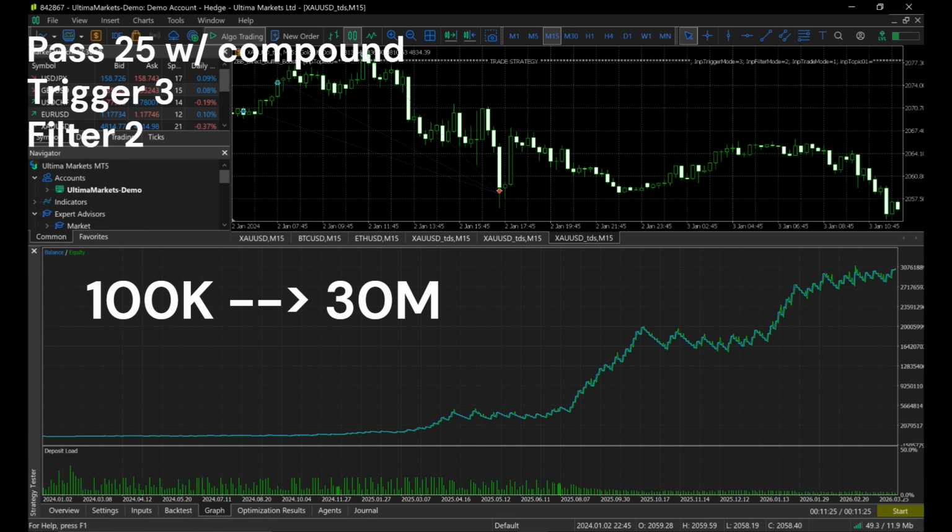But of course, whenever we see results like this, the next question is always the most important one. Is this growth robust and sustainable, or is it simply the result of aggressive risk scaling? So in the next step, we will carefully analyze the drawdown, the risk profile, and compare it with the fixed risk configuration to understand how stable this strategy really is.